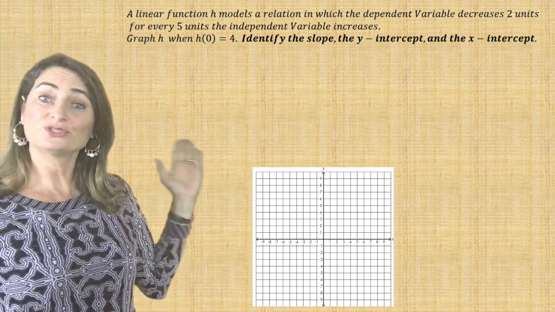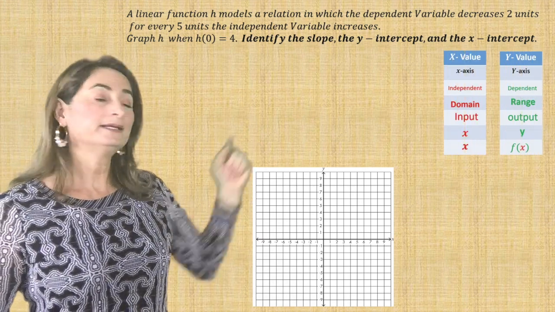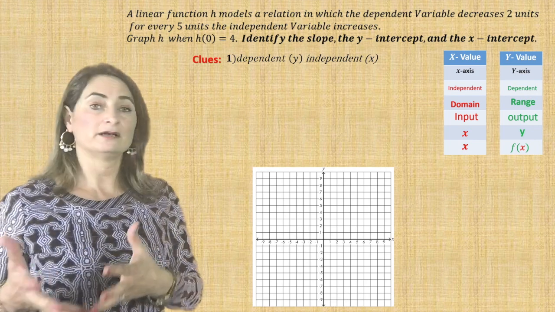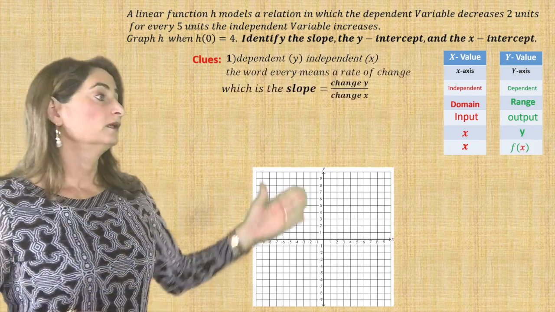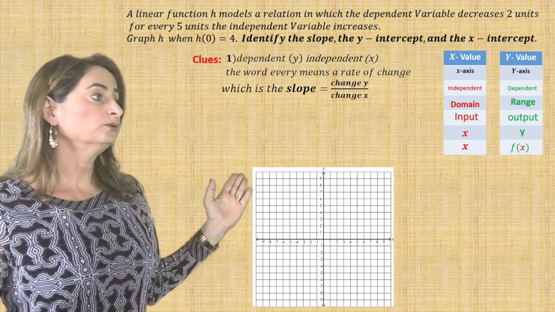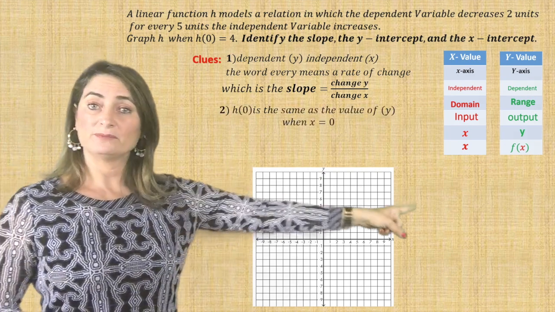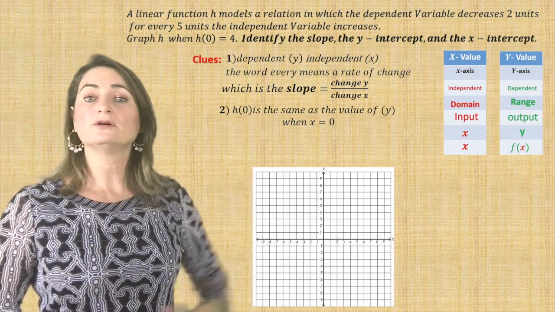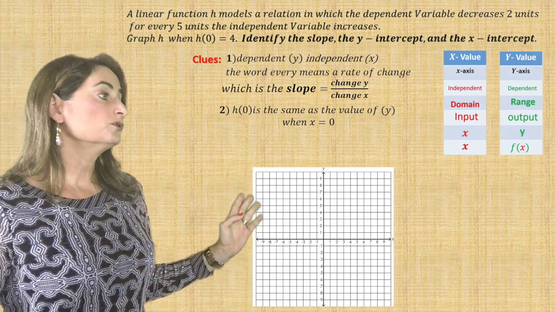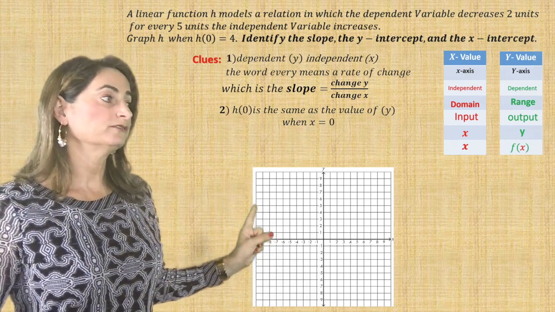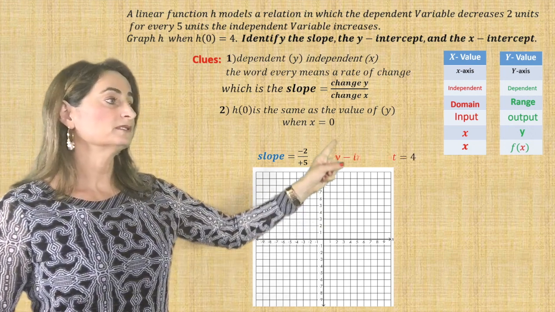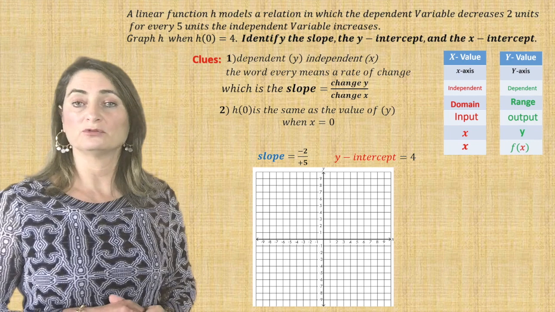So look for your clues. Clue number 1, dependent is the y, independent is the x. The word every means a rate of change, so that is the slope, which is the change in y divided by the change in x. The second clue is h of 0. And if you remember, h of 0 is the value of y when x equals 0. So the slope is the rate of change, which is -2 over 5. And the y-intercept is 4 because h of 0 equals 4.